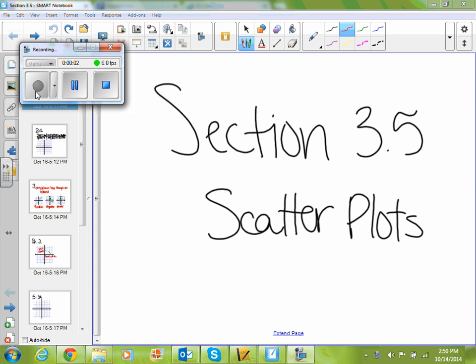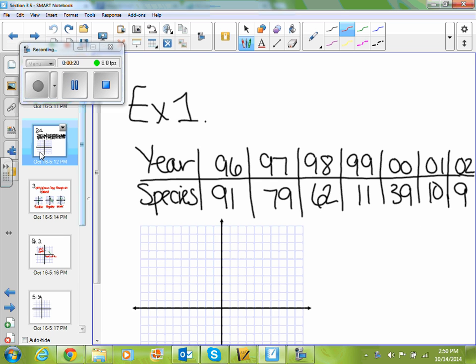Okay, so on 3.5, we're going to look at scatter plots, which are a type of graph where the dots are not all in a straight line. We're also going to look at the correlation of those scatter plots, and we're going to model some of those scatter plots from situations. Okay?